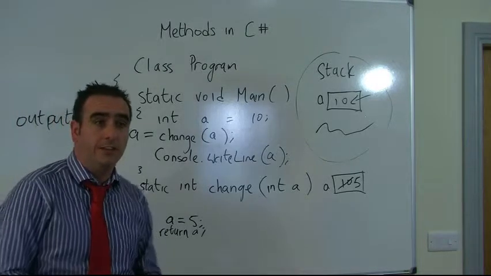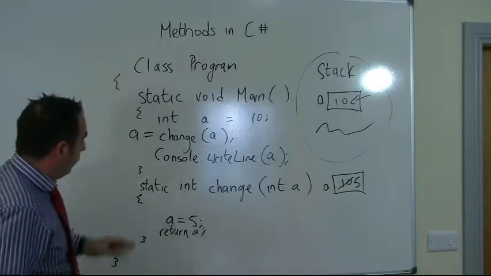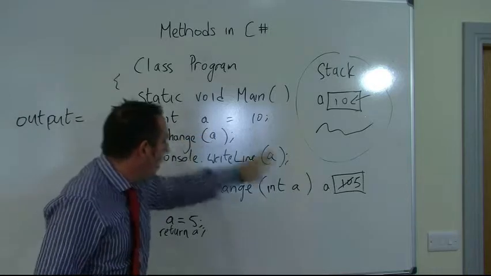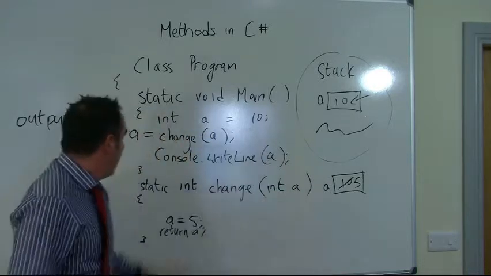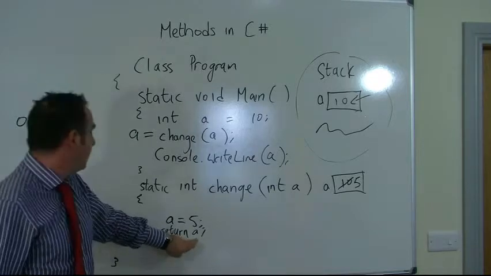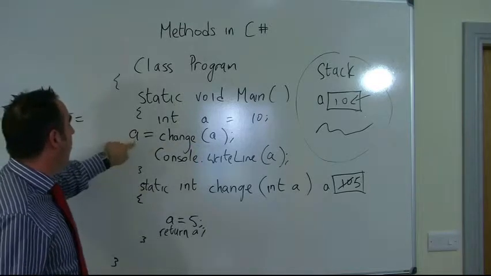your answer is 100%. The output will now be, because we've passed in our initial value of 10, it gets copied into this parameter, we update it to 5, and this is the important thing, we return the updated A, or the value of 5, back to here, and we assign it back to our original variable.